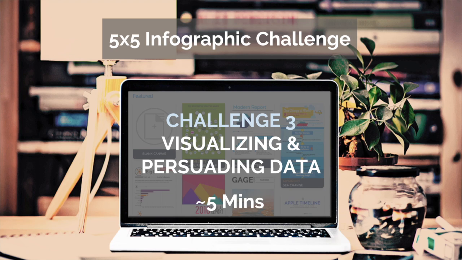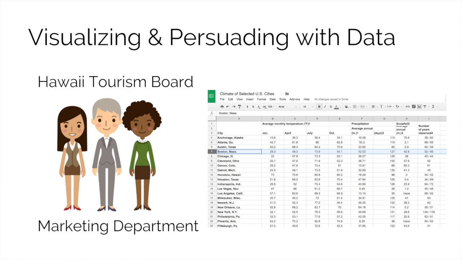In today's challenge, we are going to learn how to visualize data and use data to persuade your audience. Okay, so we're back in Hawaii, and this time we have some data on the average monthly temperatures of different cities in the United States. And we want to use this data to persuade visitors and travelers to visit Hawaii because Hawaii has one of the warmest weathers in the entire country.